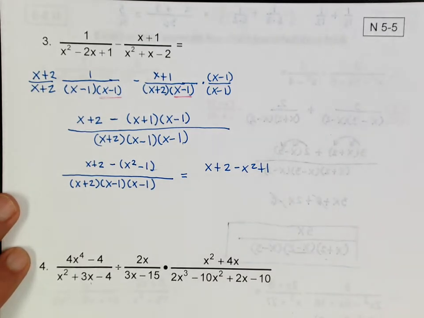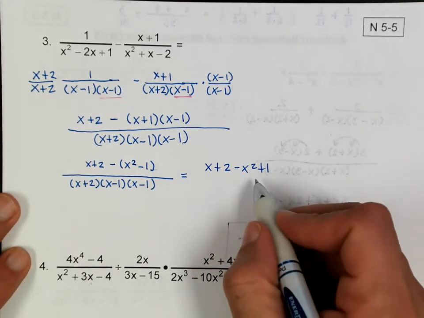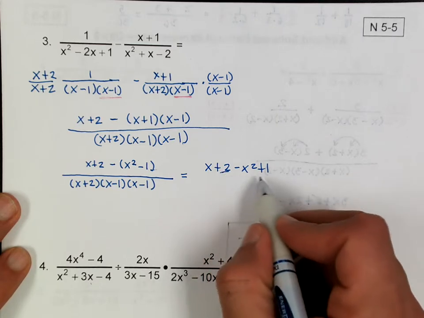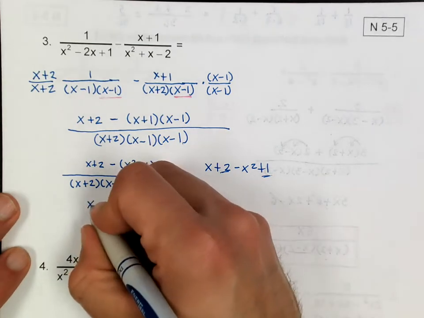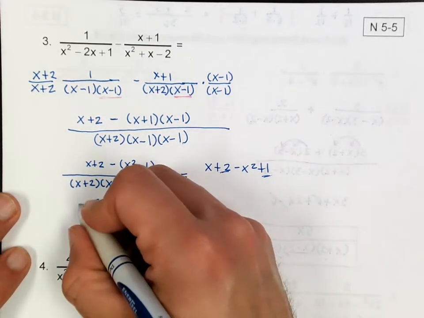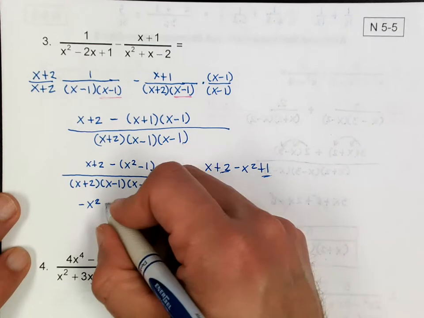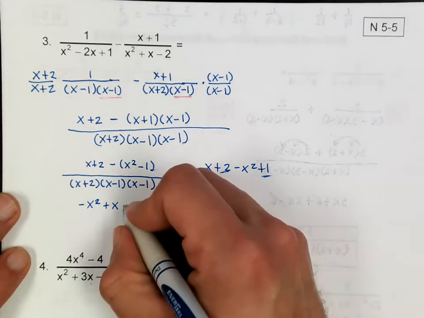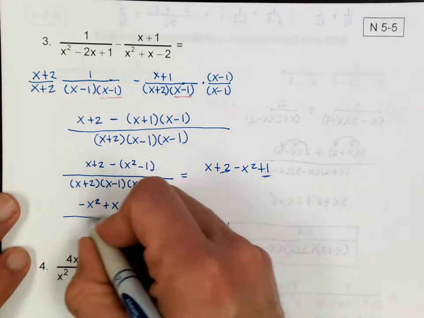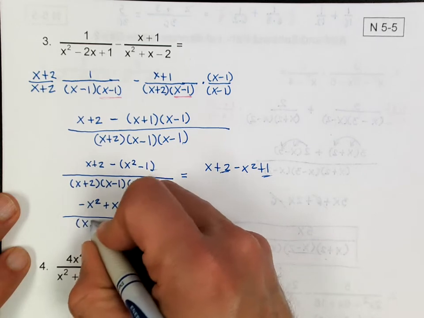Okay, we're going to add like terms. The like terms in this case are just the only two. So that's going to give me negative x squared plus x plus 3, all over my common denominator.